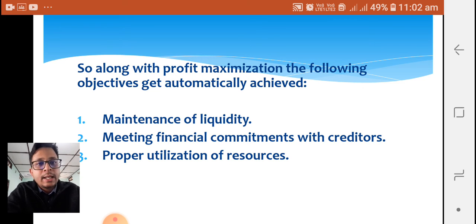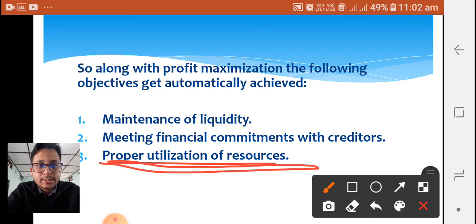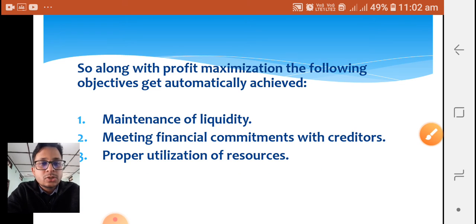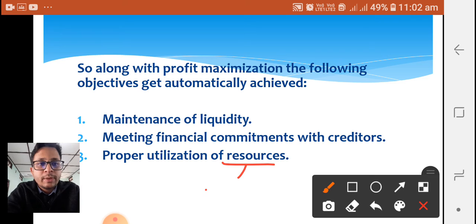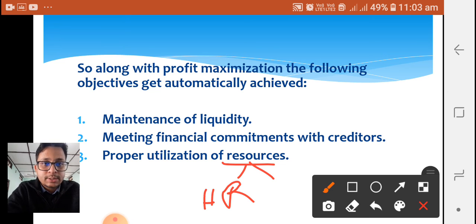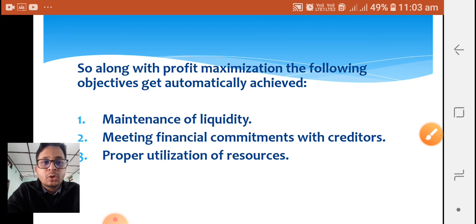Okay, and next is proper utilization of resources. Resources here will be of two types. Number one will be your human resources, and number two will be all the monetary or material resources. Human resources are the employees that they have, and other resources are your machinery or the amount of funds that they have. All those things are maintained properly if a firm has the objective of profit maximization, which is one of the divisions of financial management.